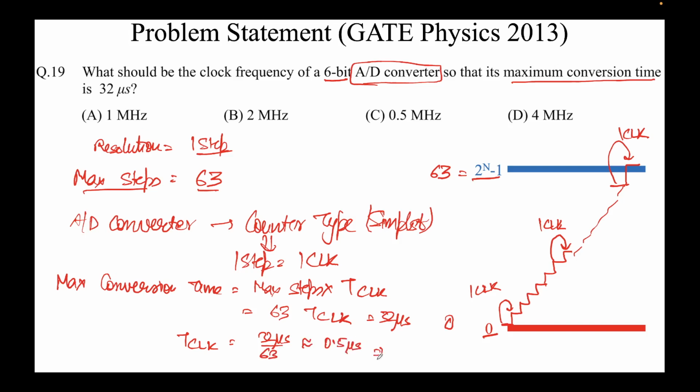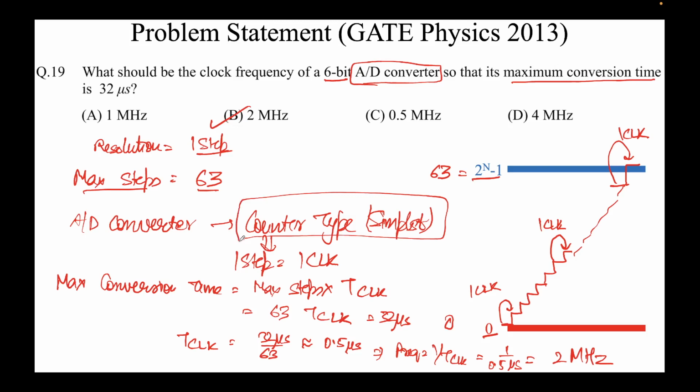And since we need the frequency, the frequency is nothing but 1 over t clock. This will come out to be 1 over 0.5 microseconds. This will be 2 megahertz. So option B says it's 2 megahertz. That will be our answer. The key thing is just that we have to go from minimum to maximum, and this is an assumption that we are making, that it's a counter type A to D converter. So the answer is B, 2 megahertz.